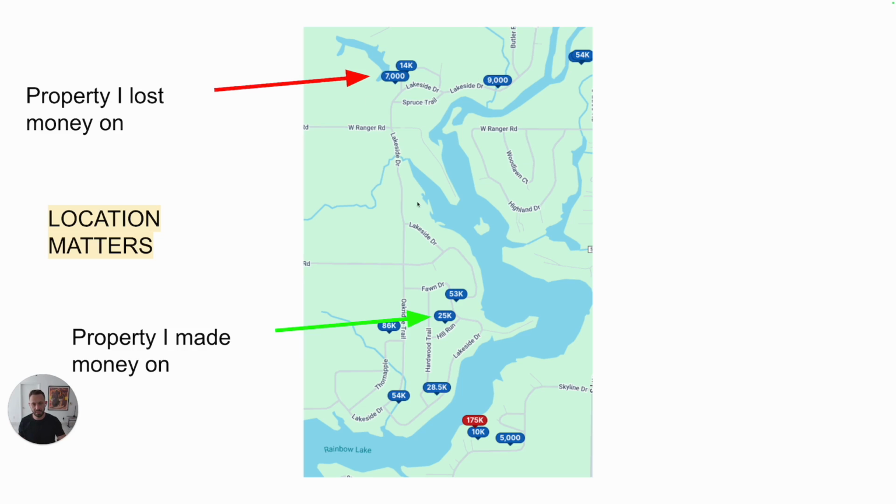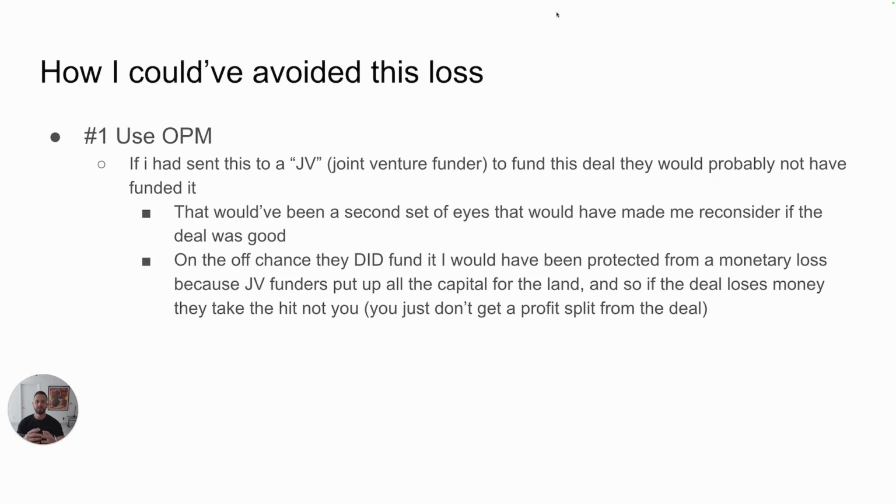This sold for 9, that sold for 14. And this was actually one of the reasons I thought the property would be good, because I'm like, hey, this one sold for 14. I could just do a quick flip. All right, so let me explain how I could avoid this loss.